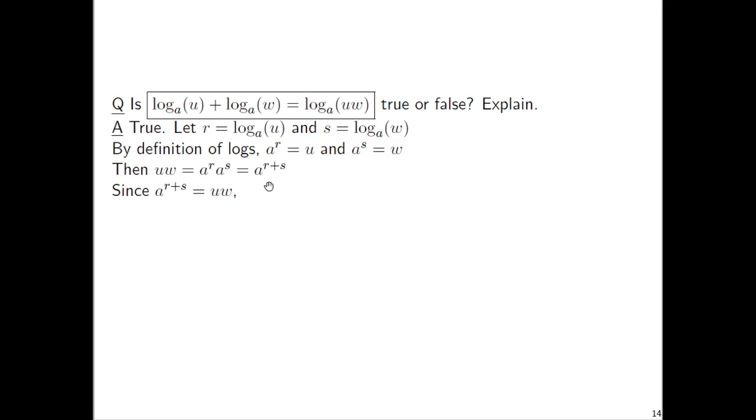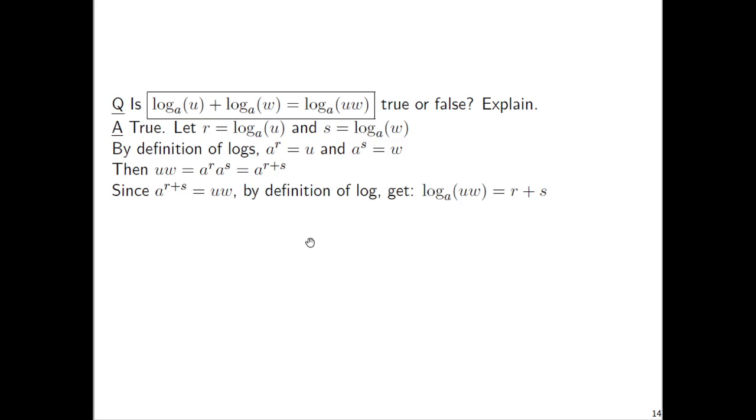If we summarize what we have, the work in the middle is getting in the way. We've got a to the r plus s is equal to u times w, just copying from the line above. We just ripped out the middle part and then swapped the two sides. So we have a to the r plus s is equal to u times w. And then if you apply the definition of logarithm to this, you get log base a of uw equals r plus s.